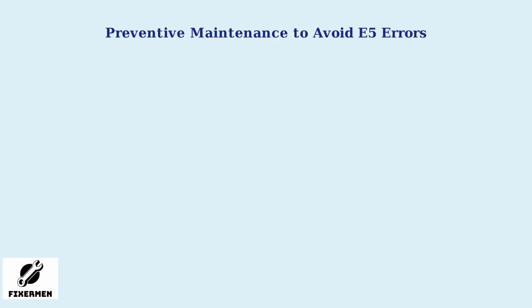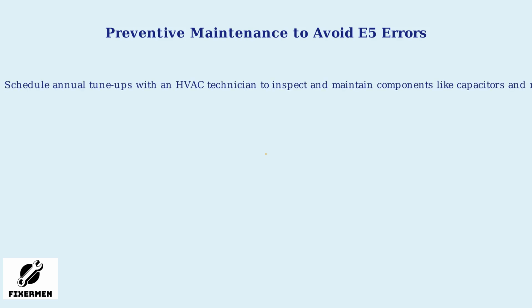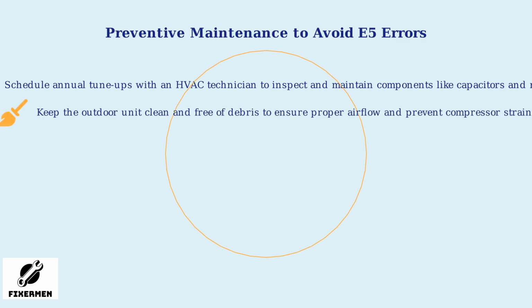Preventing E5 errors in your Carrier AC unit requires proactive maintenance to keep the system running smoothly and avoid overcurrent issues. First, schedule annual tune-ups with a qualified HVAC technician. These professional inspections check critical components like capacitors and relays, ensuring they function properly before problems arise. Second, keep the outdoor unit clean and free of debris. Proper airflow prevents the compressor from working too hard, reducing the risk of overcurrent protection triggers.